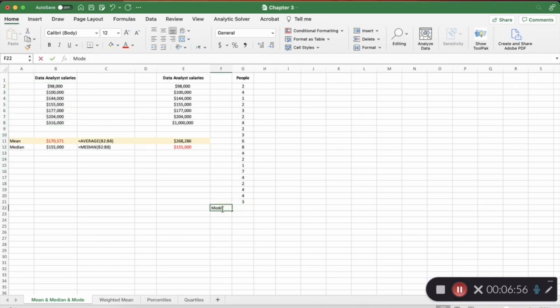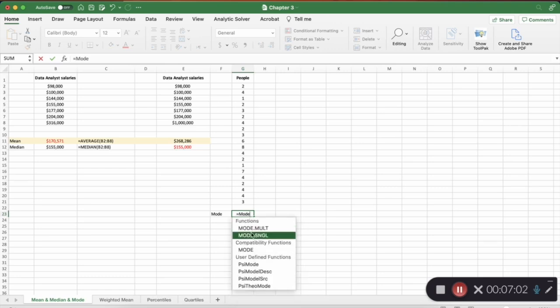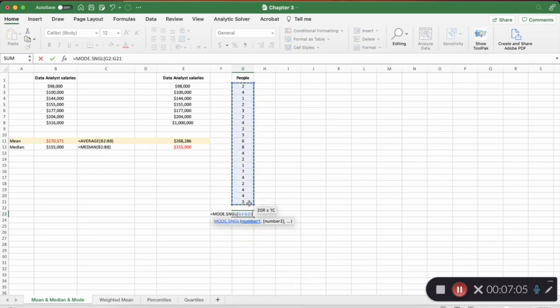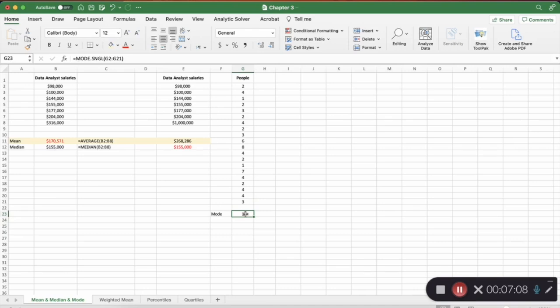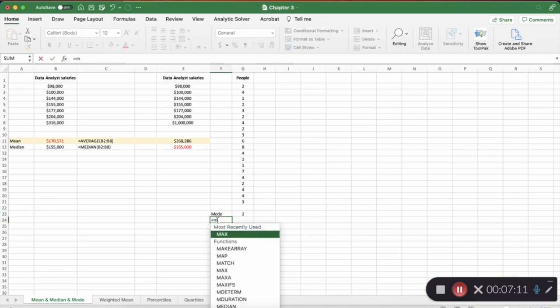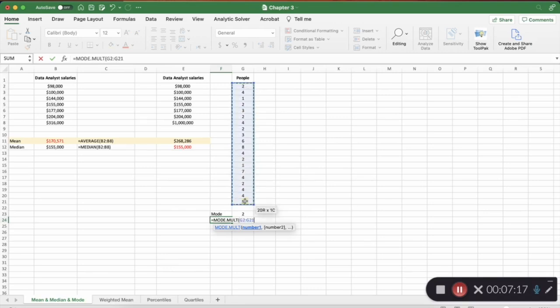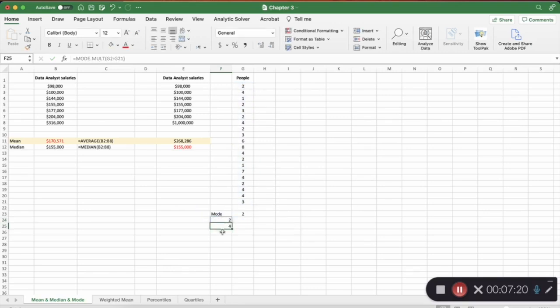So let's find the mode. Let me leave a space. Find the mode equals mode, single or multiple. We have 2. Also, we can use the multiple. We have 2 modes, which is 2 and 4. If you use single mode, we got 2. If you use multiple modes, we got 2 of them. So the 2 and 4 are the most common, the most occurring ones.